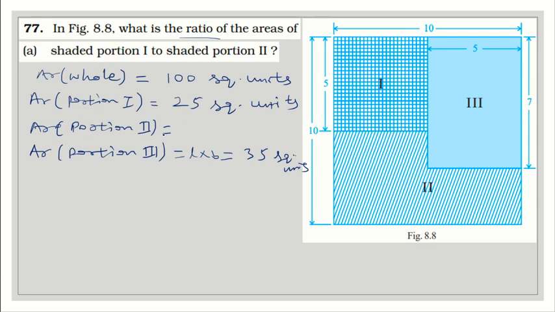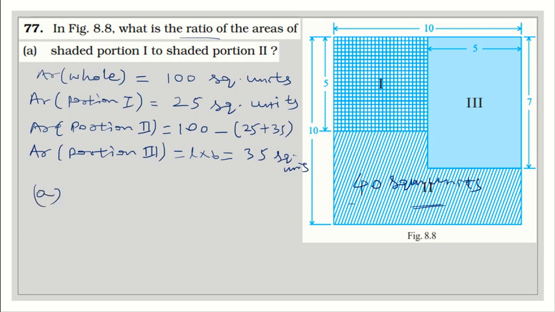Now, how to find the area of the shaded portion 2? It is so simple. 100 minus 25 added to 35. How did I get that? It is because out of this 100, if I remove the portion 1 and portion 2's areas, I will get the portion 2's. 25 plus 35 is 60. 60 subtracted from 100 gives 40 square units as the area of the shaded portion 2. Now we can go for finding any answer to this.